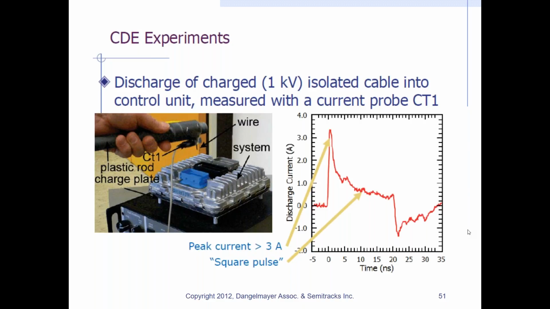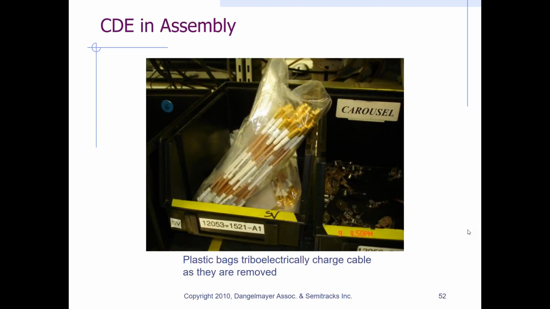So this is just an example of doing a CDE, or charge cable discharge event, and it produces a waveform that actually looks like an ESD that you might see from a charge device model situation with some more energy in it, because all of the charge which is induced on the cable produces a much higher current than you would get otherwise at the same voltage. Next slide, please.